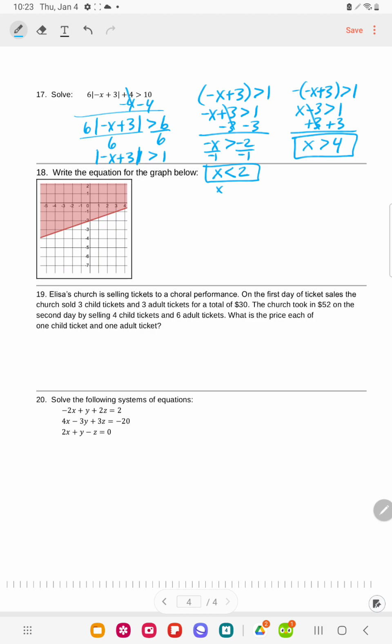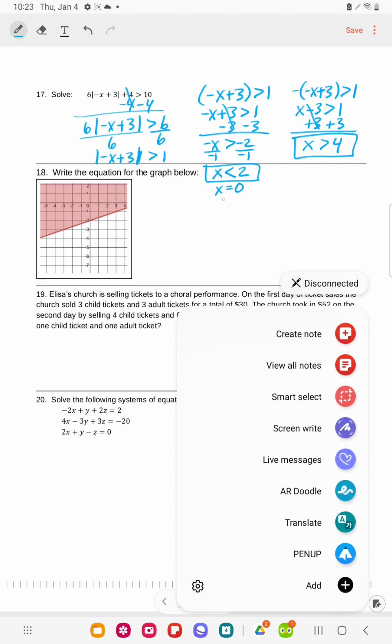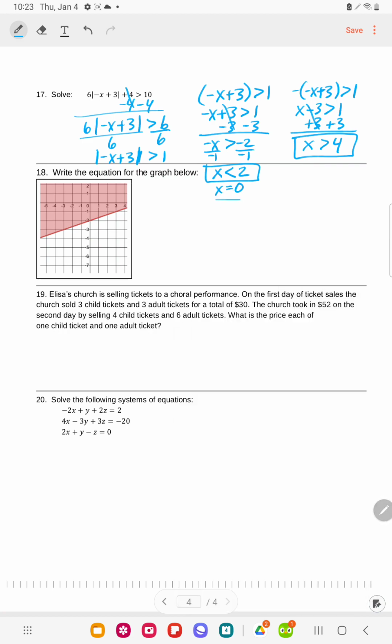Let's say I plug in x equals 0 in this case, because 0 is less than 2. Plug into the original equation, negative 0 plus 3, it's going to give me positive 3. 6 times 3 is 18. 18 plus 4 is 22. 22 is bigger than 10. So that does work out.